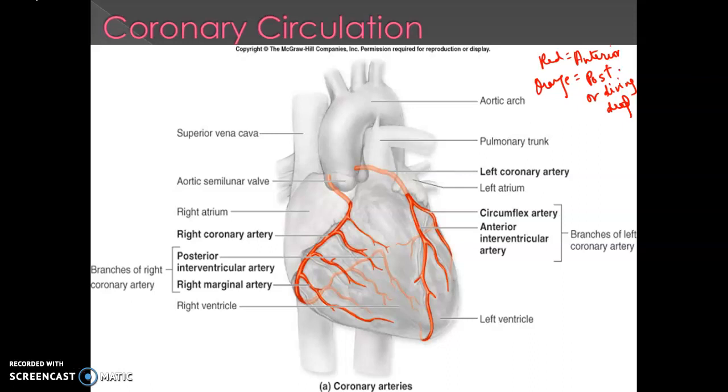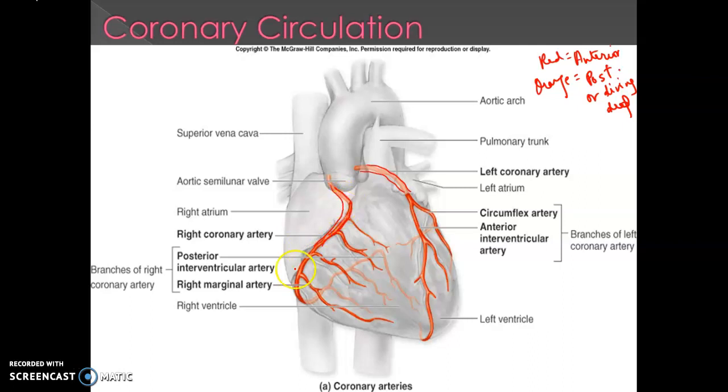Here we see two major blood vessels. We see the left coronary artery, which is this one. And we also see the right coronary artery, which is this one.